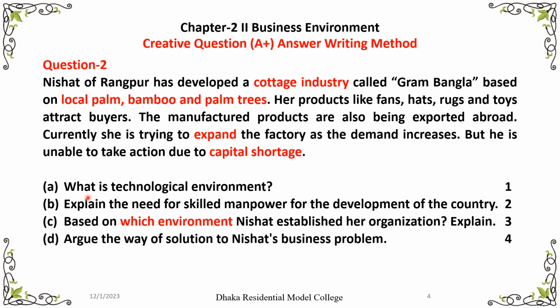The environment which is created by technology learning, technical efficiency, technology-based institutions, ICT infrastructure, and importing facility of technology is called technological environment. Then B number, that means comprehension type question: explain the need for skilled manpower for the development of the country.